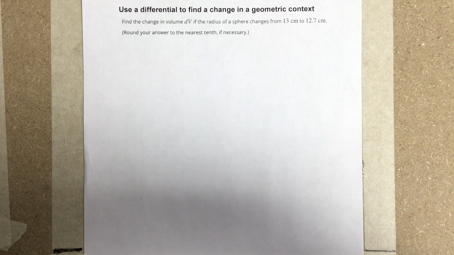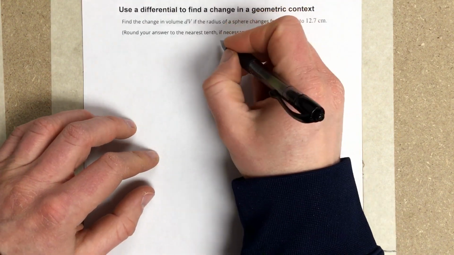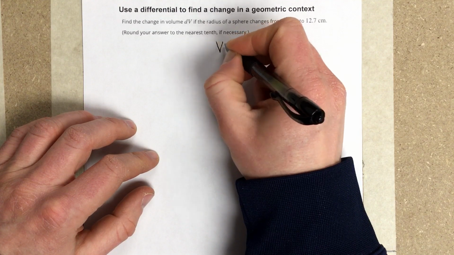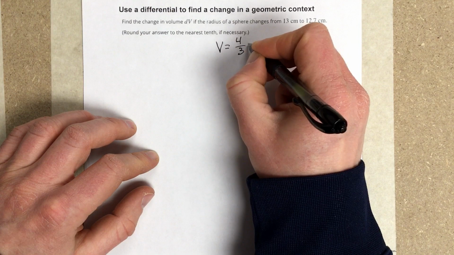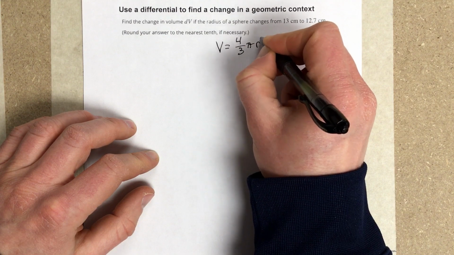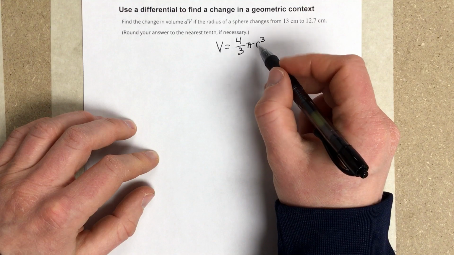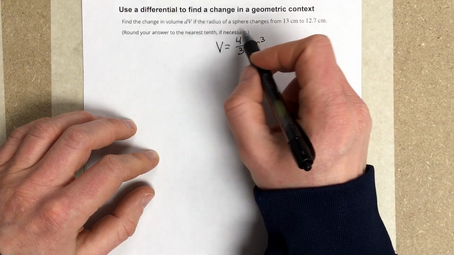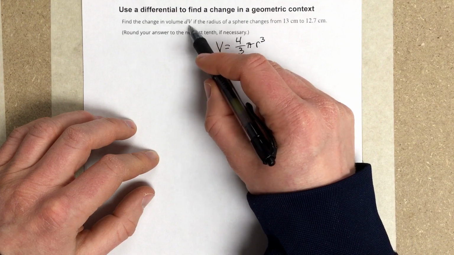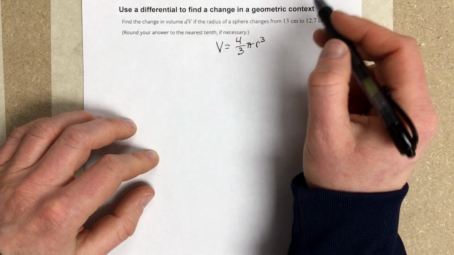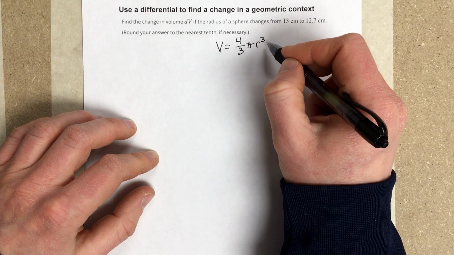So, first thing we want to write down is what the equation for volume would be. So we're going to say that volume is equal to 4/3 pi r cubed. We know that. And dV, we're going to try to find the volume dV. That's going to be the derivative of V, which means we're going to take the derivative of r as well.